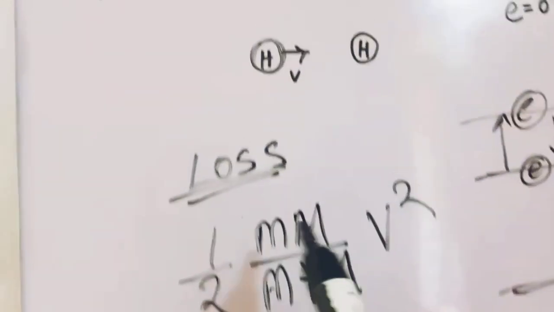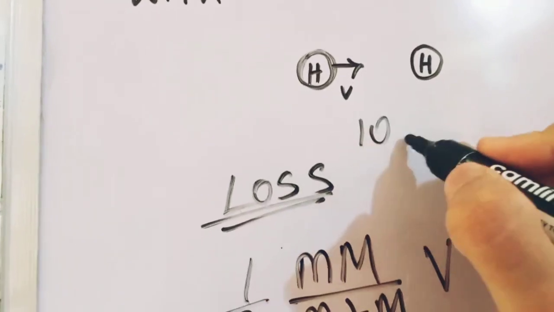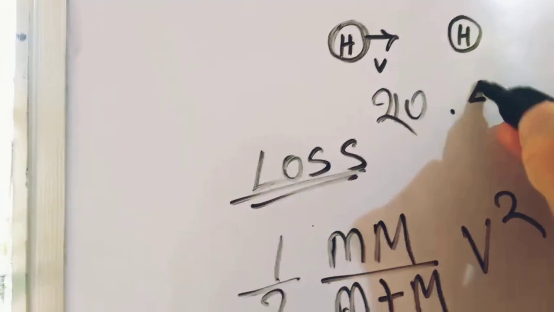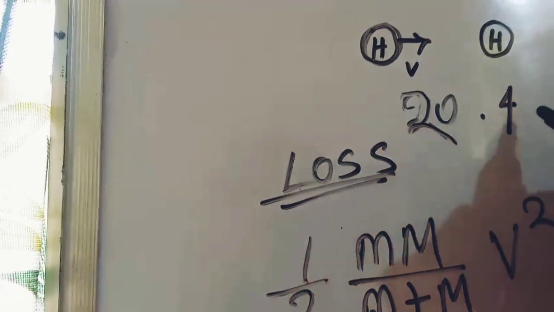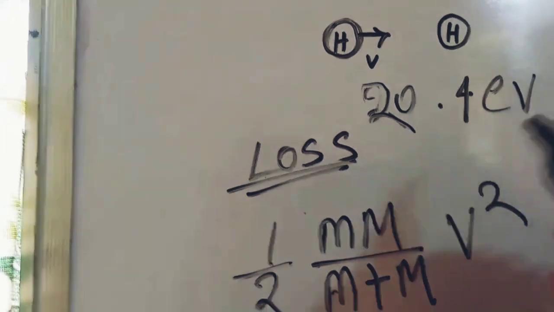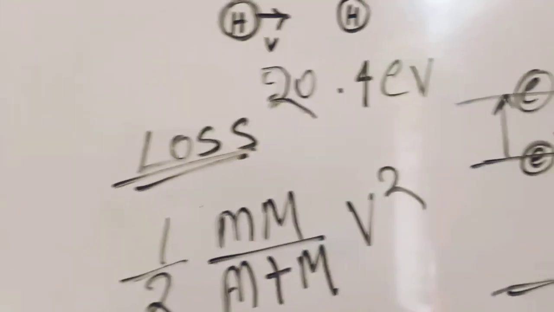So the kinetic energy of this hydrogen atom must be 20.4 electron volt, for which there will be emission of a photon.